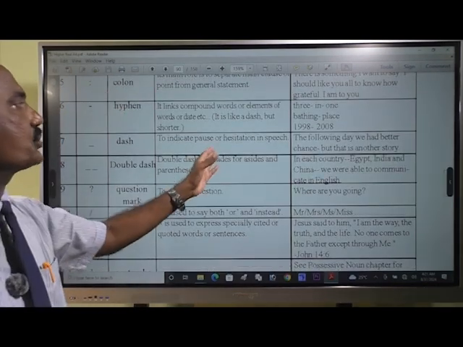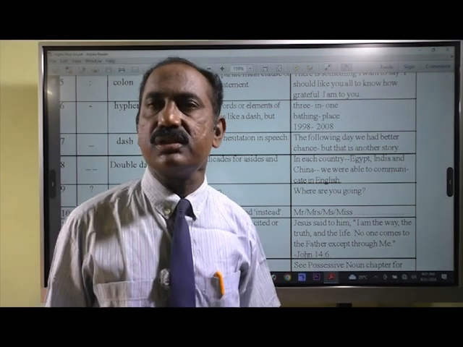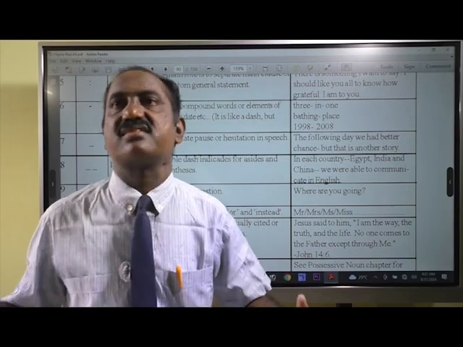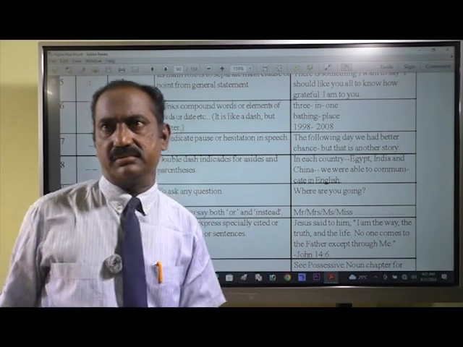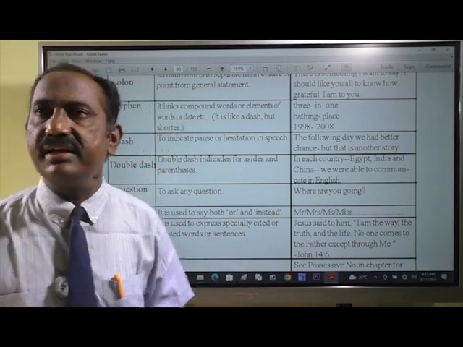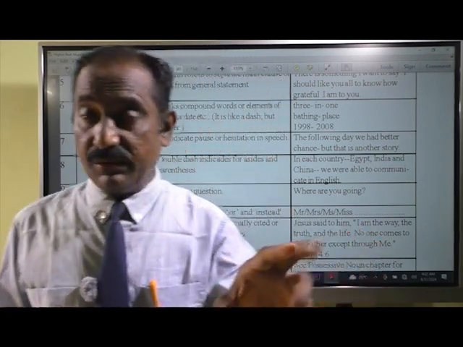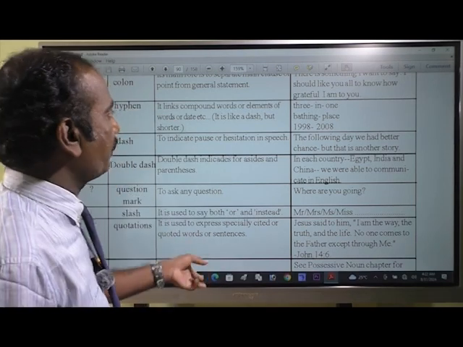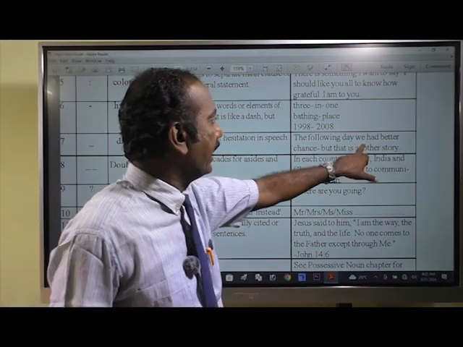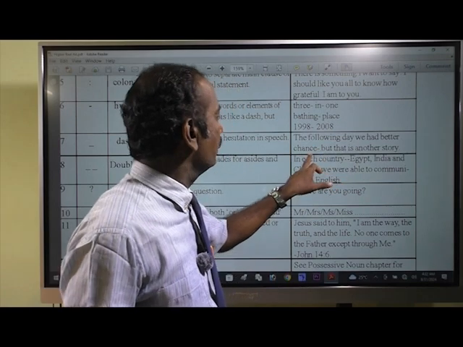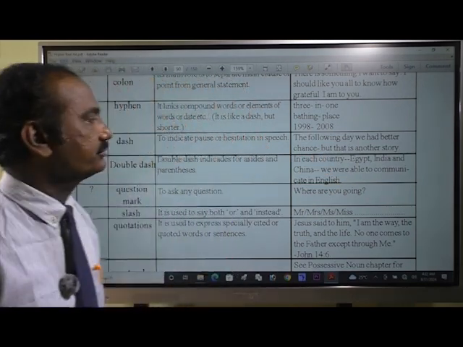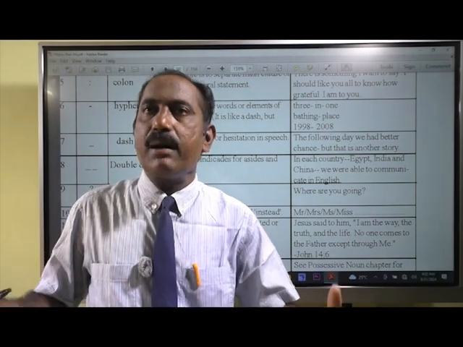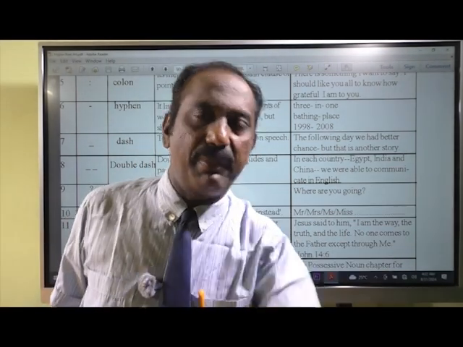Dash. It is always used to show hesitation in speech. Hesitation means some pauses in speech. In modulation, in spoken English, we usually maintain some gap. But we cannot maintain a lot of gap while writing papers. For example, the following day we had a better chance, dash, but that is another story. That means you would like to hide something or give some gap to raise some suspense in the mind of the audience.